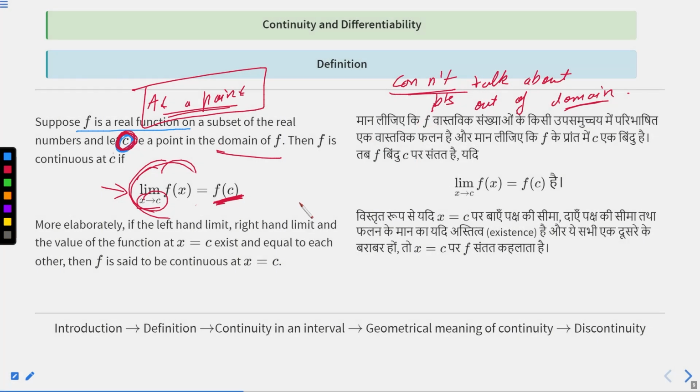Okay, so more elaborately, if the left hand and right hand limit of the function at c exist and are equal to each other, then f is said to be continuous at x = c. We are talking about continuity at a point. Please make this point clear that we are talking about continuity at a point.